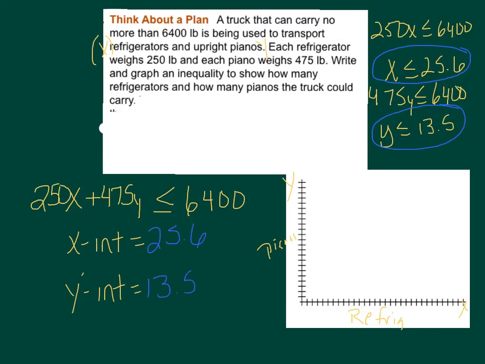Now, you notice on our graph, we don't have 25 across. We probably have 13 up, but we don't have 25 across. So I'm just going to go by 2's on my graphs. I'm going to start at 0, 0.